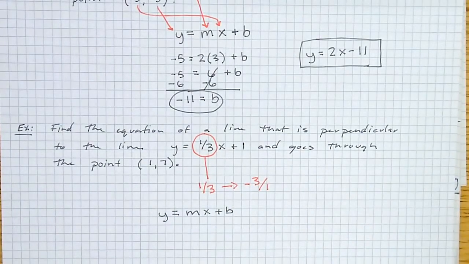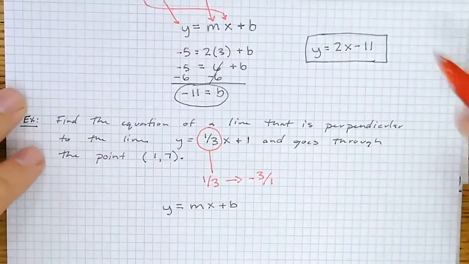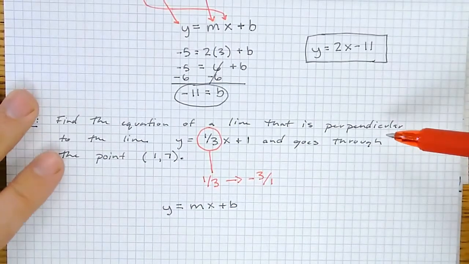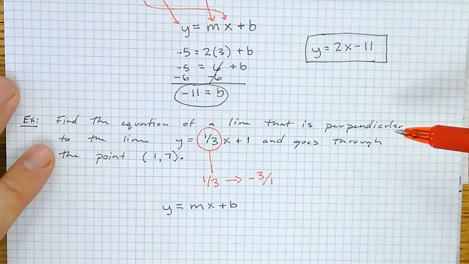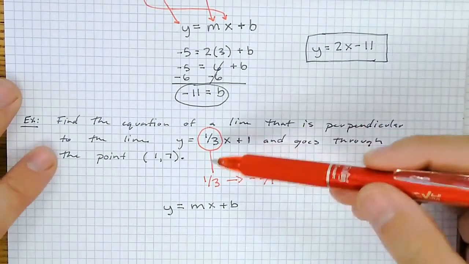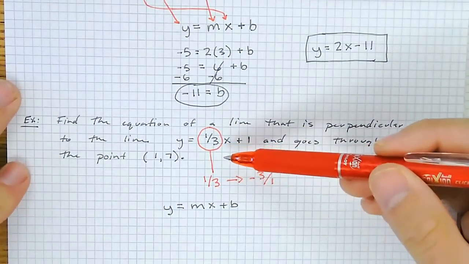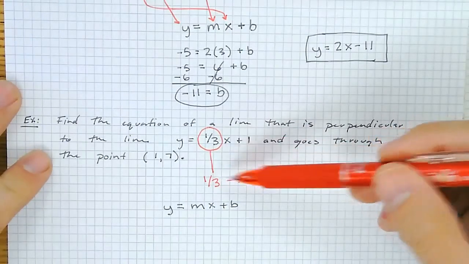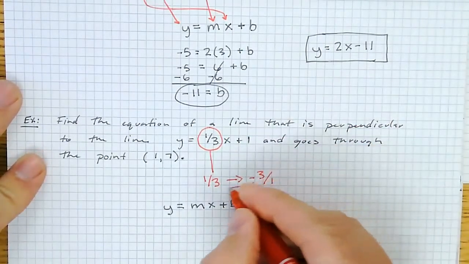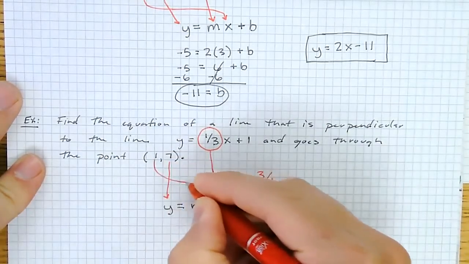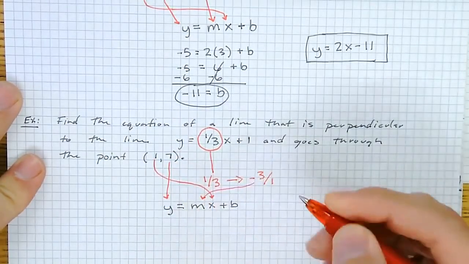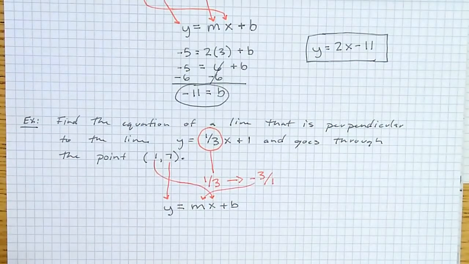Once you do that, it's the exact same process. So you're just watching, making sure, are they asking for a parallel line or a perpendicular line? If it's perpendicular, we got to flip the slope and make it negative. So in this case, we go from 1/3 to -3. That's going to be our slope. 7 is still our y value. 1 is still our x value.